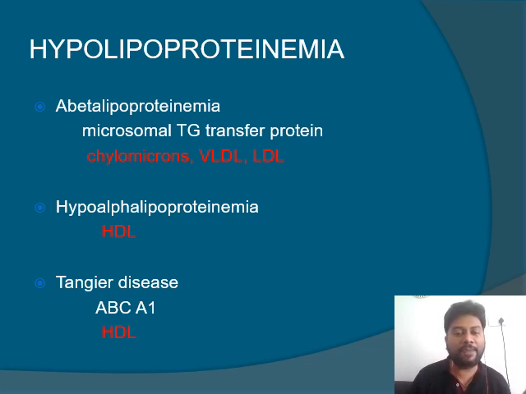Next, coming to hypoalphalipoproteinemia. Here HDL production is defective, so they are at increased risk of atherosclerosis. In Tangier's disease, the transporter which is needed for transferring cholesterol from peripheral tissues to the HDL molecule will be defective. So HDL production decreases and accumulation of cholesterol in the peripheral tissues increases, leading to atherosclerosis. So that's it about the various hypolipoproteinemias.